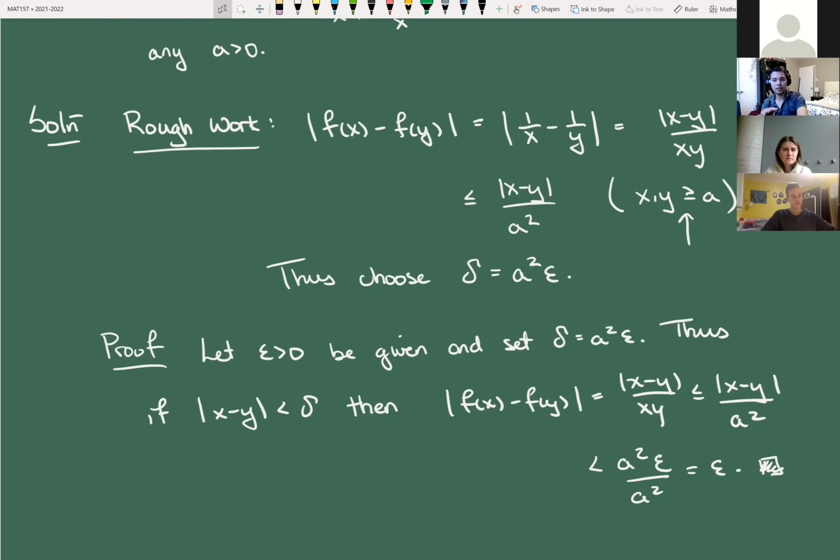Does everyone see how c would normally come in? Like how, or y would normally come into the delta? Like if it wasn't 1 over x, say.